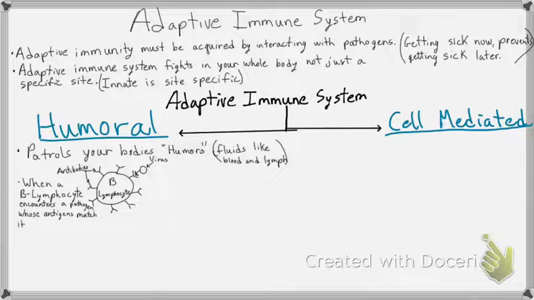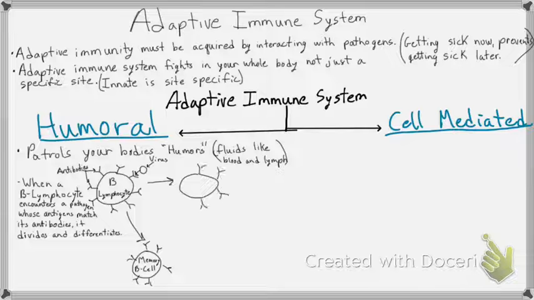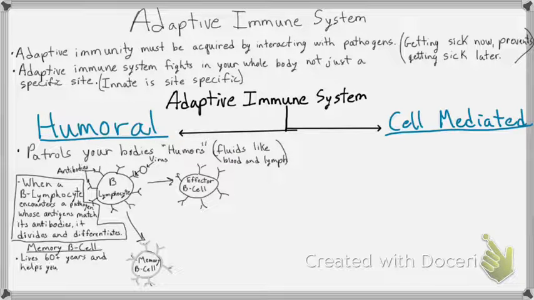When a B lymphocyte encounters a pathogen whose antigens match its antibodies, it divides and differentiates. Divides means it makes many copies of itself. Differentiate means it changes into a different type of cell. B lymphocytes will differentiate into memory B cells and into effector B cells. Memory B cells live 60 plus years. A memory B cell helps your body respond to the same pathogen faster the next time you are exposed to that pathogen. So each subsequent time, your body responds faster, so you are less sick, maybe not even sick at all, the next time you encounter that pathogen.